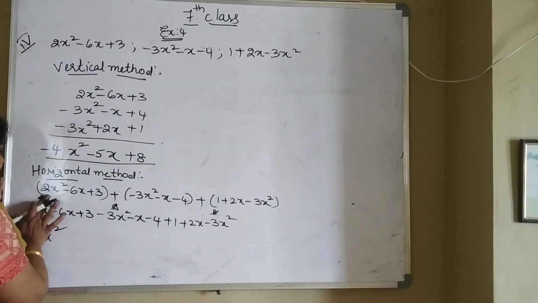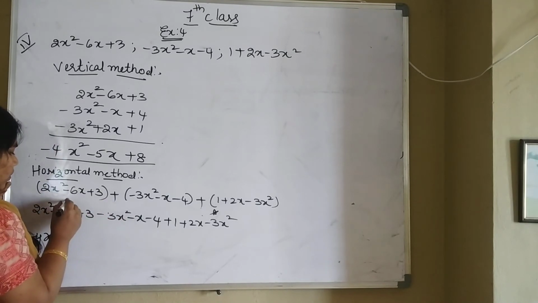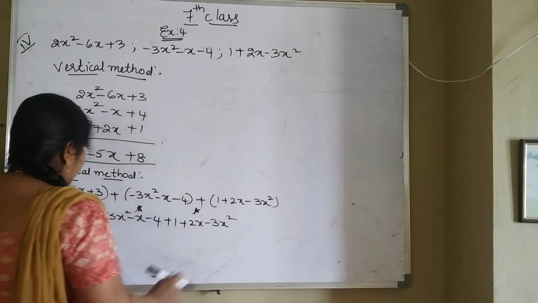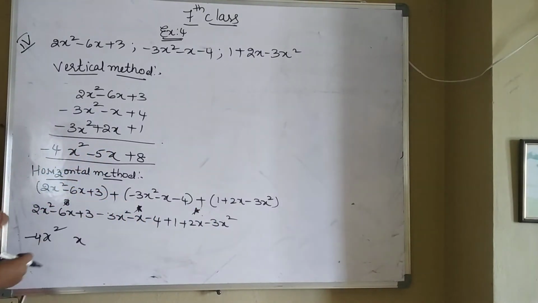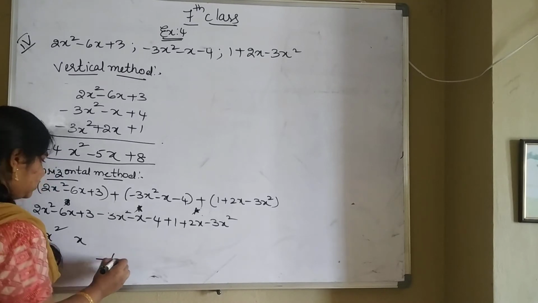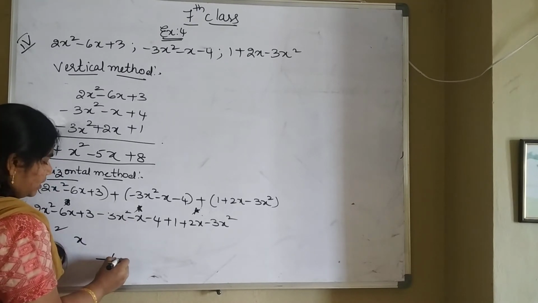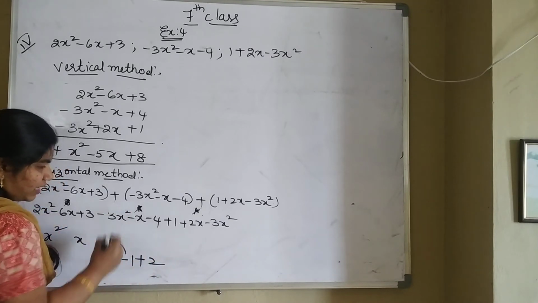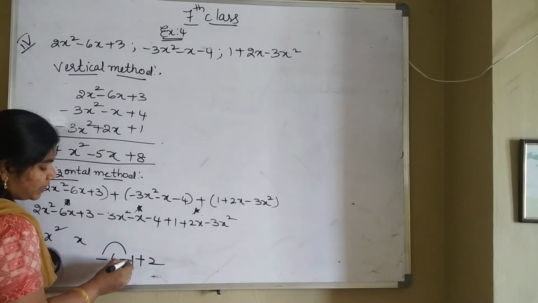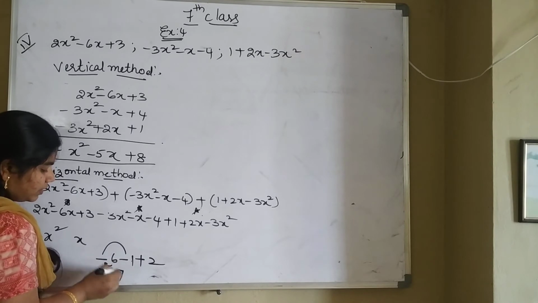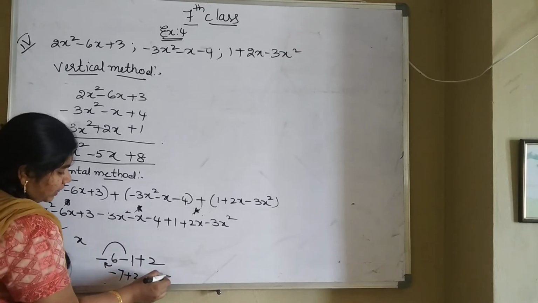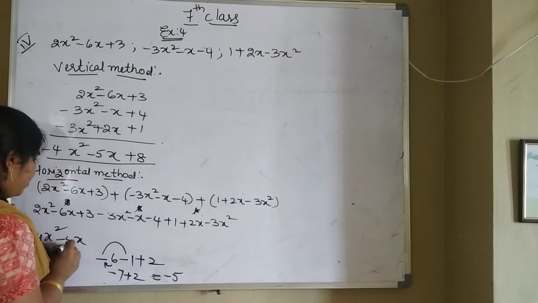Next is x terms. Where are the x terms? x, x, x. Now write the alphabets as it is. Now what is the answer? Minus 6, here minus 1, here plus 2. So minus 6 minus 1. Minus into minus is plus. 6 plus 1 is 7. Bigger number sign is minus. So minus 7 plus 2. Minus 7 plus 2 will be minus 5. So you will get here minus 5.